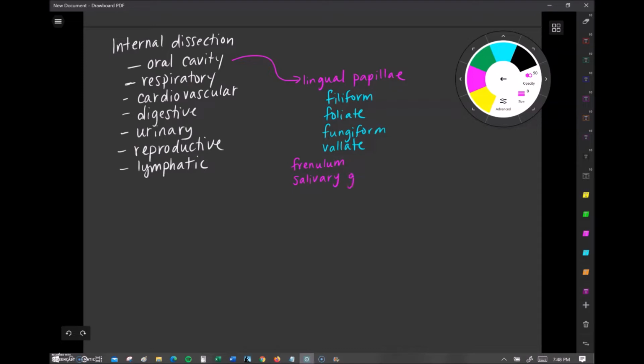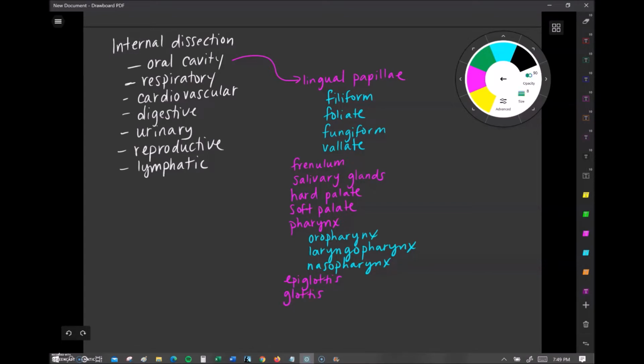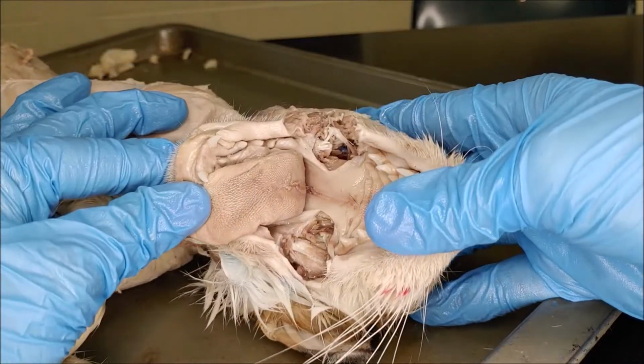We'll also see the frenulum on the tongue, the salivary glands, the hard palate, and the soft palate, and we're also going to look at the pharynx and the different sections of the pharynx. There's the oropharynx, the laryngopharynx, and the nasopharynx. We're also going to point out the epiglottis as well as the glottis. Now, the pharynx and the glottis, I want to mention that those are air spaces, not actual structures. So just please keep that in mind as we go through the dissection.